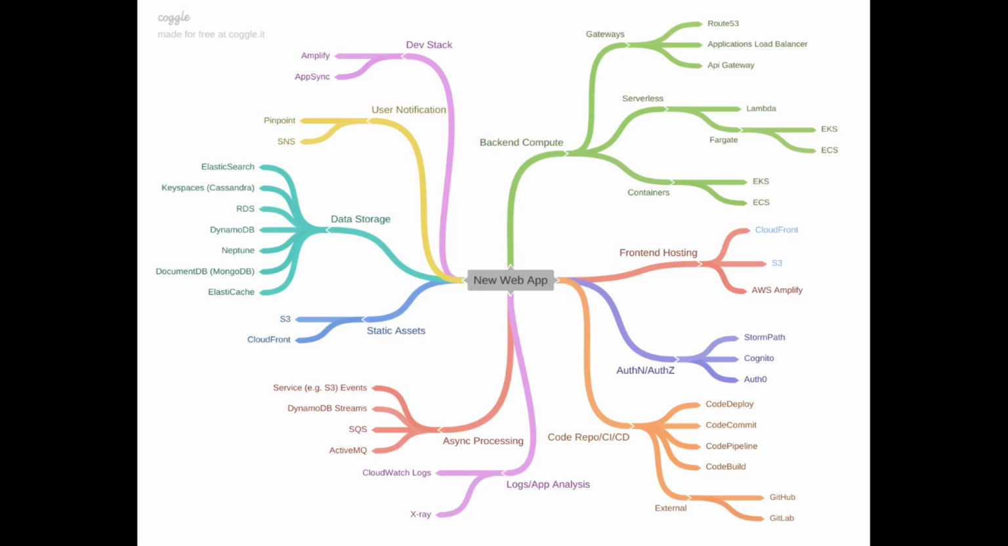Next up is the backend compute, right? So let's assume I'm using Java. Where would I host my Java code? Well, there are multiple options here. As you can see, there are two main ones, which are the serverless approach and the containers approach. Going with the serverless approach, you can obviously have your Lambda functions.